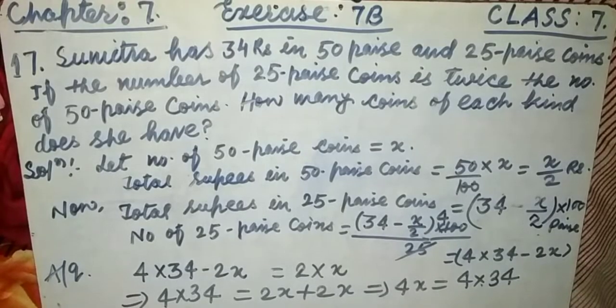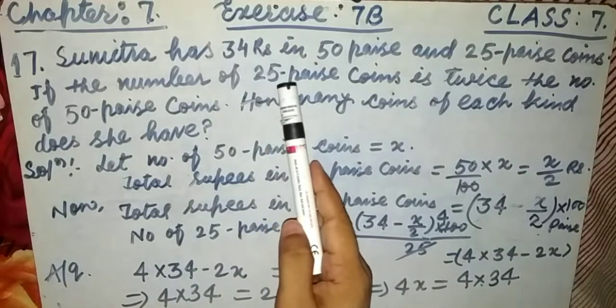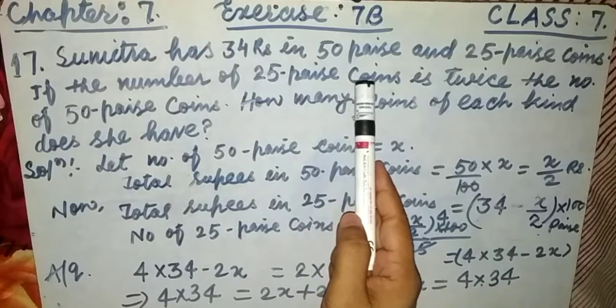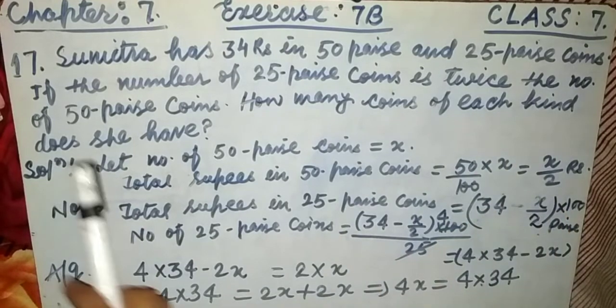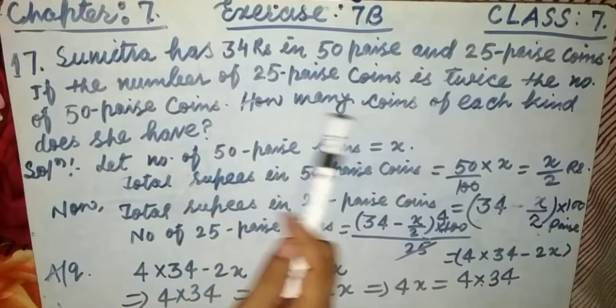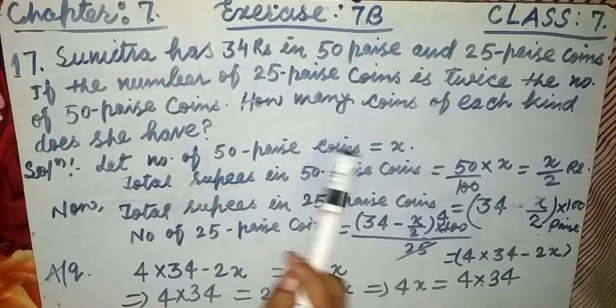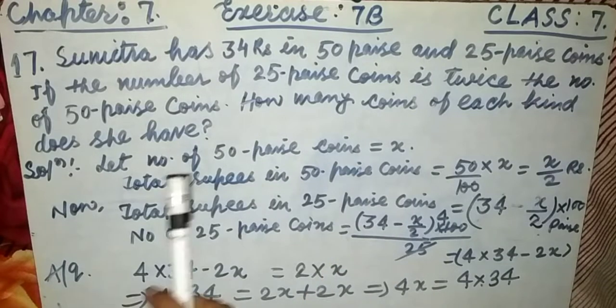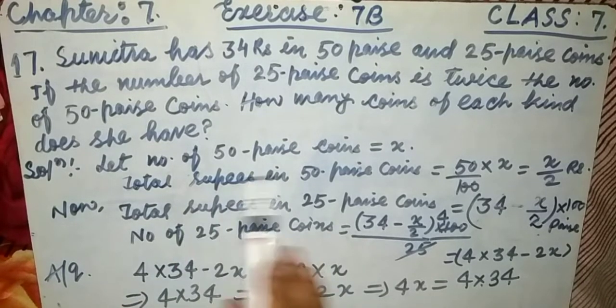Now see students, question number 17 says, Sumitra has 34 rupees in 50 paise and 25 paise coins. If the number of 25 paise coins is twice the number of 50 paise coins, how many coins of each kind does she have? Now first let us consider the number of 50 paise coins, or we can consider the number of 25 paise coins. It is up to you.